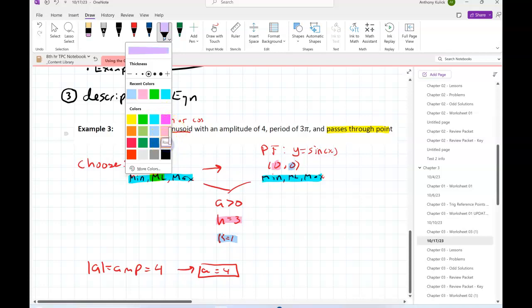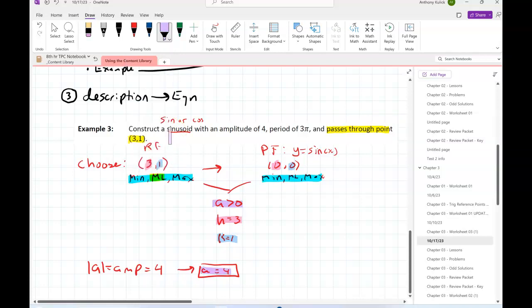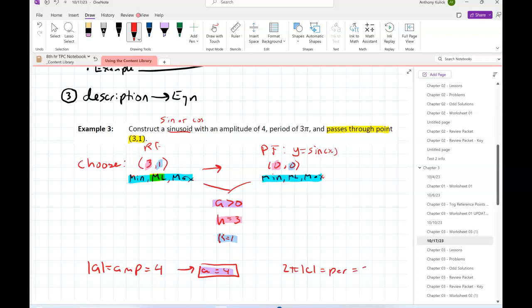What color haven't I used? I haven't used this purple color, right? Everybody's cool there? And I know that 2 pi times the absolute value of C is the period, which I know is 3 pi. So if I divide both sides by 2 pi, the absolute value of C is 3 over 2, and we always pick C to be positive.